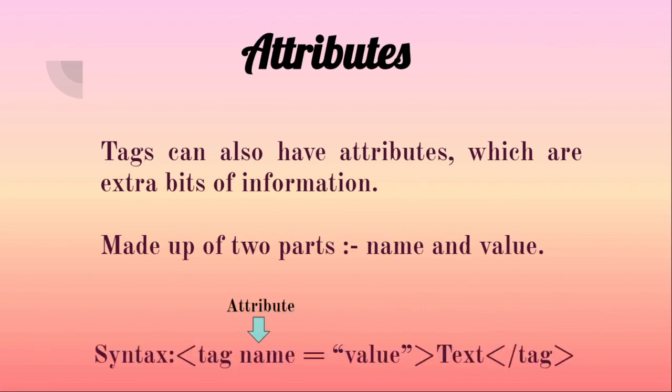Attributes appear inside the opening tag and their values sit inside quotation marks. They look something like this. The basic structure is here: a tag, then the name of the attribute equals quotation marks, the value of the attribute, then any text or caption, and then the closing tag. Once again, quotation marks aren't always essential, but it is a good practice convention.